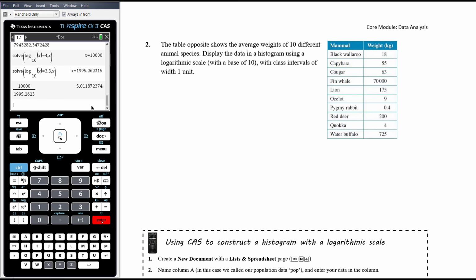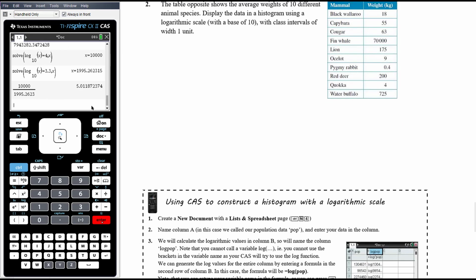Okay, last question. The table opposite shows the average weights of 10 different animal species. Display the data in a histogram using a logarithmic scale with a base of 10, with class intervals of width 1 unit. Okay, so let's get a sense about our smallest number here is 0.4, so that's going to be somewhere between 0 and 1.